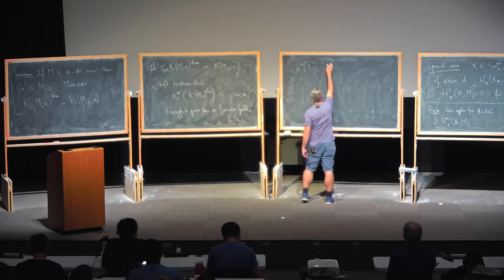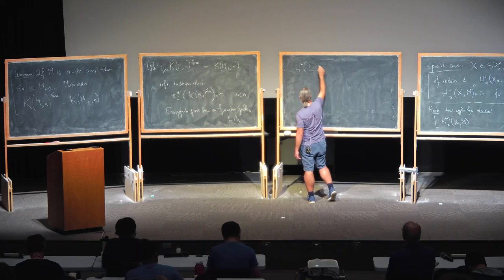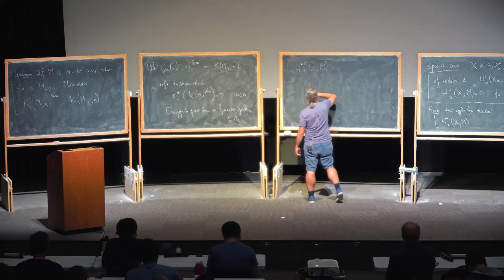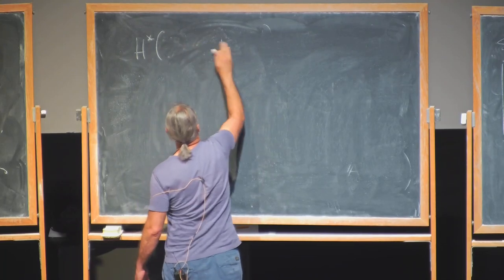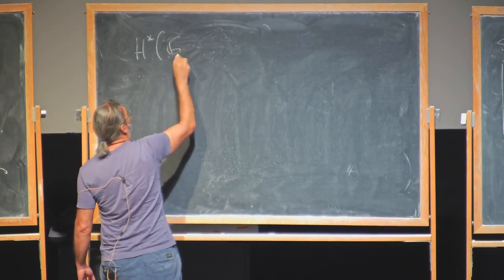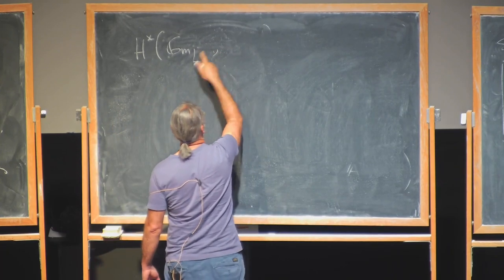With values in G_m, in O star. No, with values in, sorry, in M. In M, sorry. I remember that there should be one G_m somewhere, so it's here.